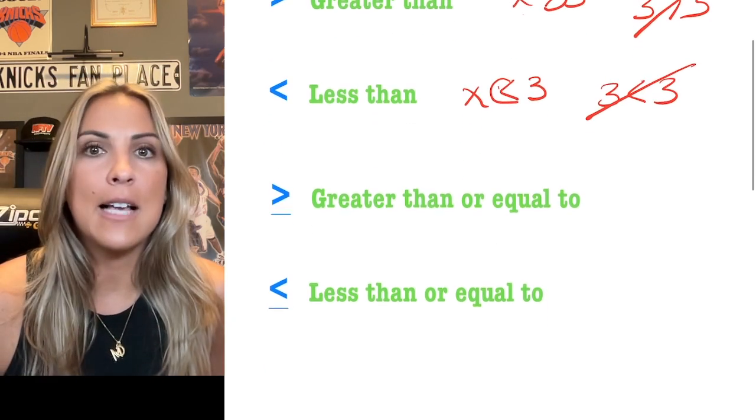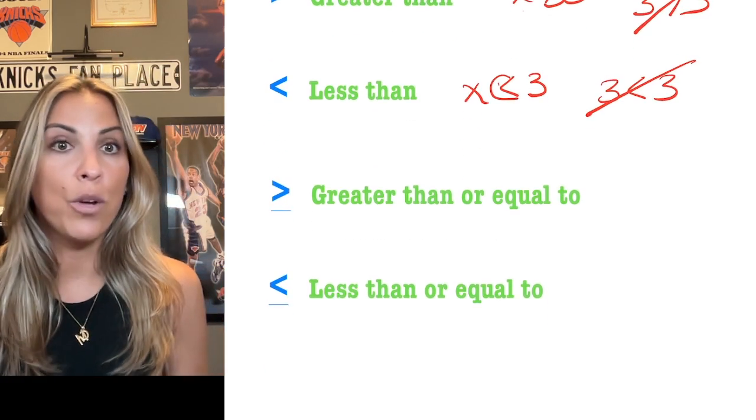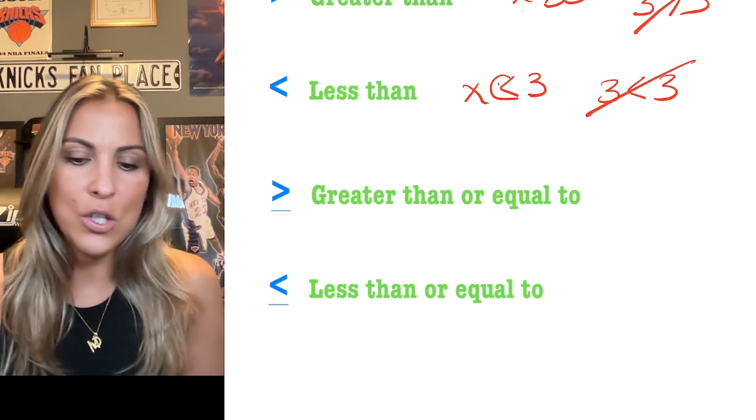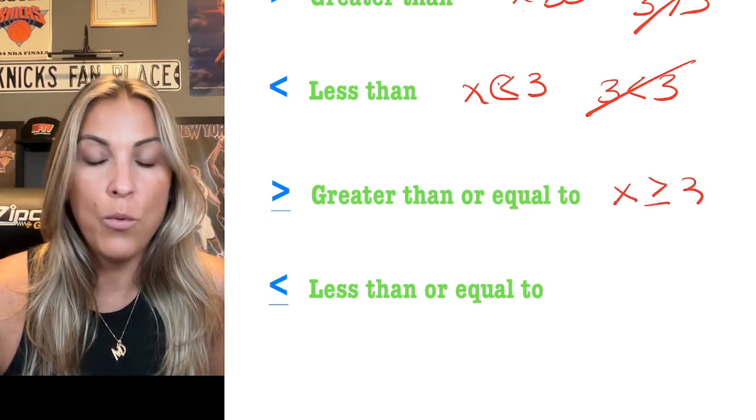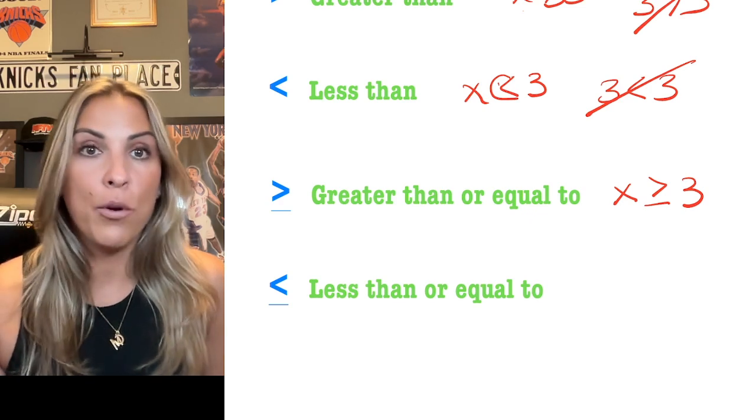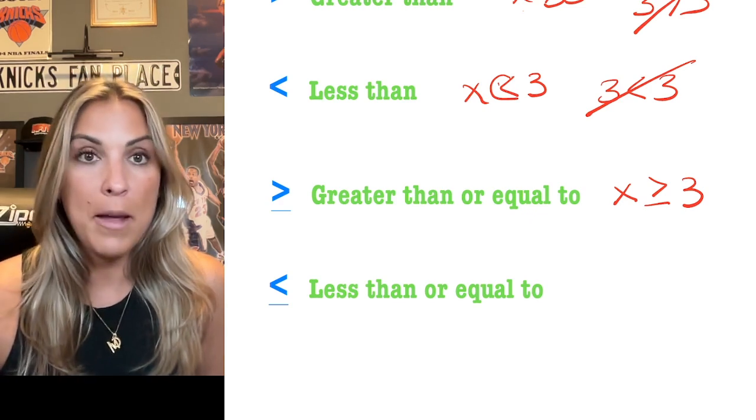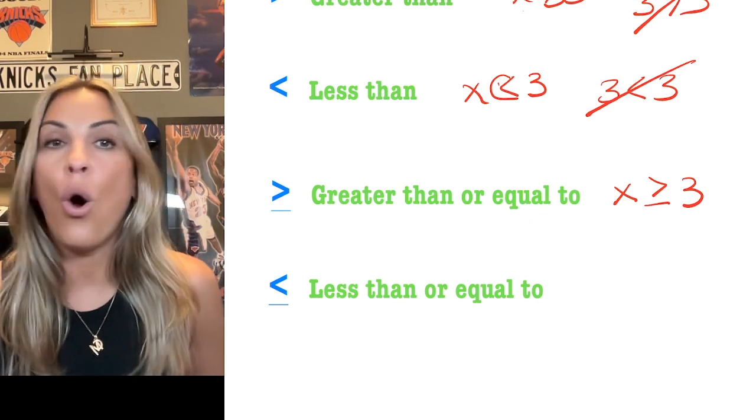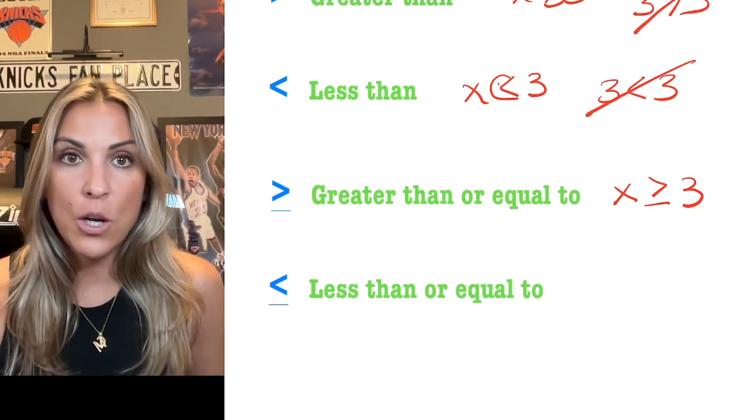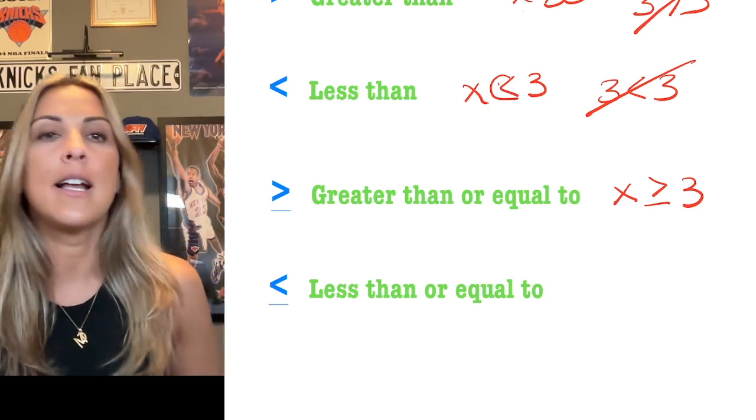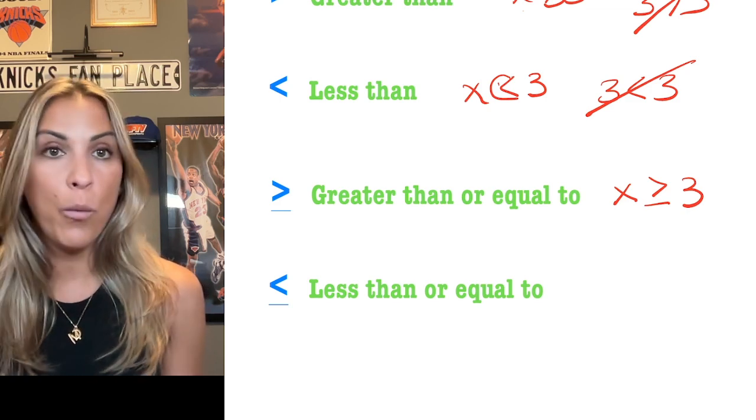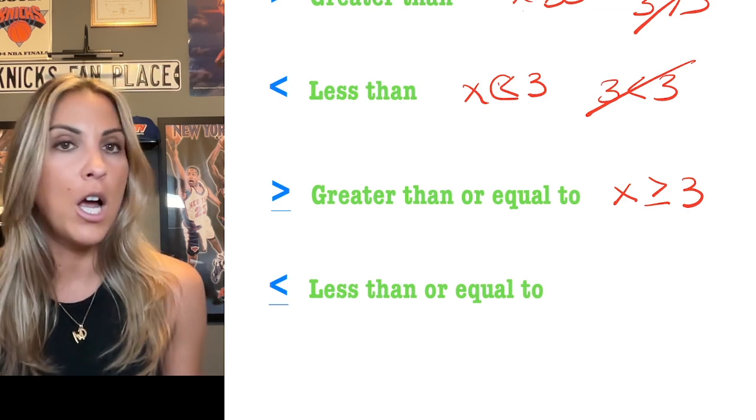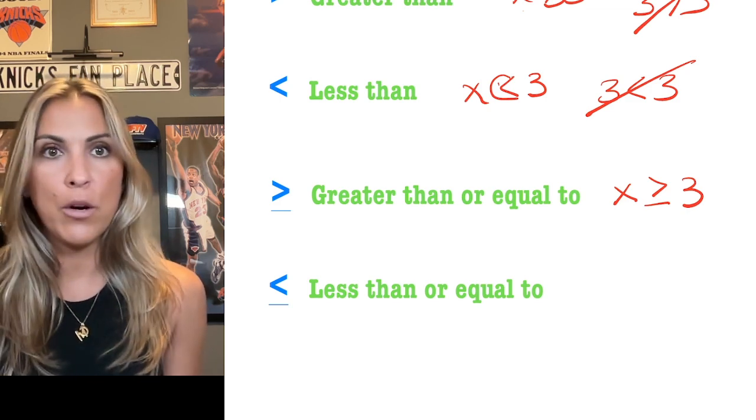That brings me to these last two inequality symbols where 3 would be included in the solution. So if I wrote x is greater than or equal to 3, now the number 3 would work because 3 would make this true. So would all the numbers bigger than 3. So for this inequality, my solution set contains the number 3 and every number bigger than 3. So 3.1 works, 3.5, 4, 100, 200, all the numbers bigger than 3 work.